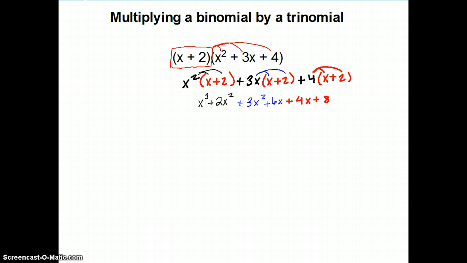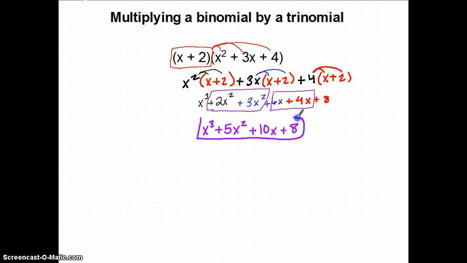From here, I'm going to go ahead and look for any like terms that I might have. I see 2x squared terms, so I can add those together, and I also see 2x terms, so I can add those together. What I end up with is x to the third plus 5x squared when I combine those x squared terms, plus 10x when I combine the x terms, and then plus 8. Since there are no more like terms, I may not simplify this any further.